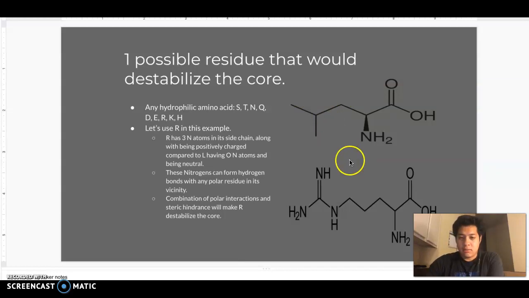The nitrogen atoms in arginine can form hydrogen bonds with any polar residue in its vicinity. And if you also compare the side chains of leucine and arginine, you can see that arginine is rather bulky compared to leucine. So it's the combination of the polar interactions and the steric hindrance that will make arginine destabilize the core.